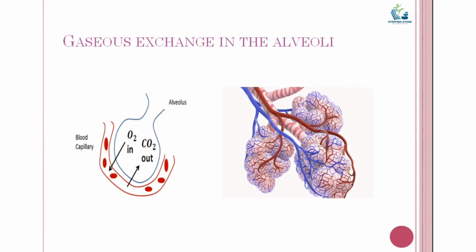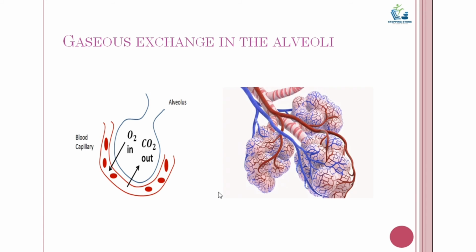Now the question arises: how does gaseous exchange take place in the alveoli of human lungs? When we breathe in, the air reaches the alveoli of the lungs, and hence the alveoli get completely filled with air containing oxygen. Now the alveoli are surrounded by very thin blood vessels called capillaries carrying blood in them. You can refer to the second diagram. You can see here that alveoli are surrounded by blood capillaries.